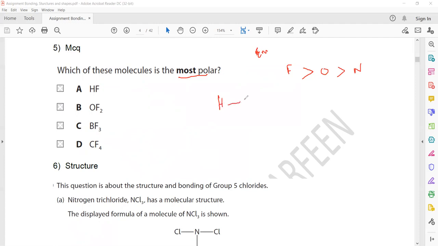Because HF is there, in which fluorine is the most electronegative element, that will cause an uneven distribution of the shared pair of electrons, shifted more towards fluorine. So fluorine will get a partial negative and hydrogen will get a partial positive. That's why A is the right answer. Is it clear? Question 5.